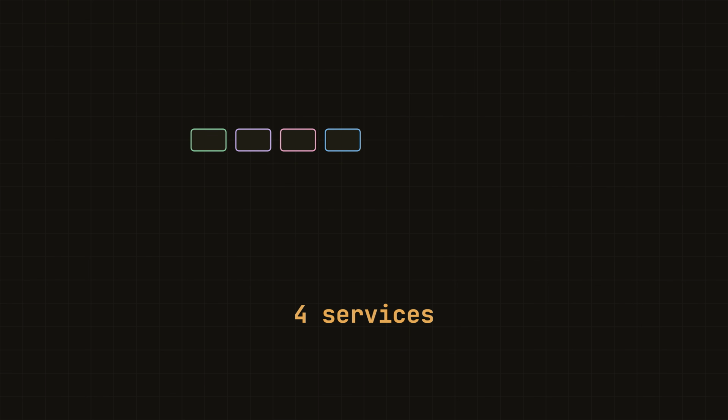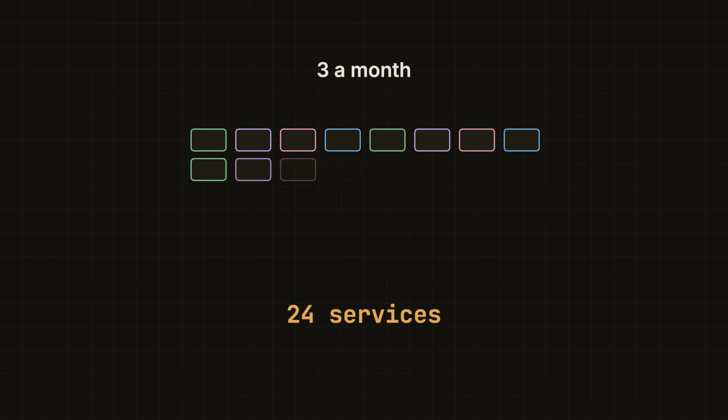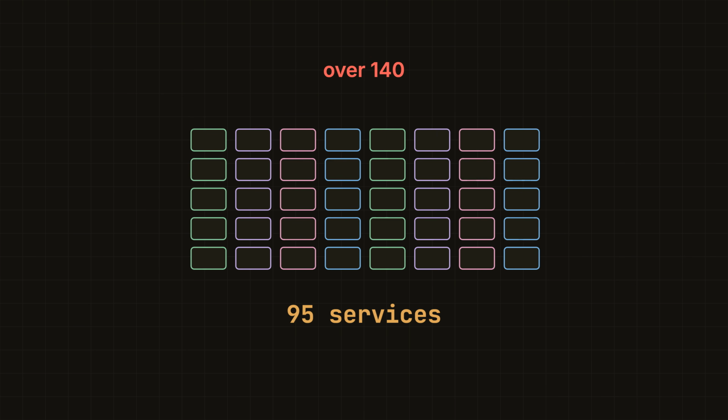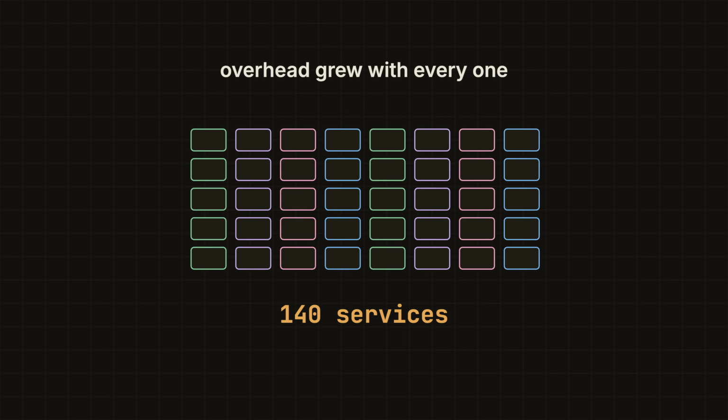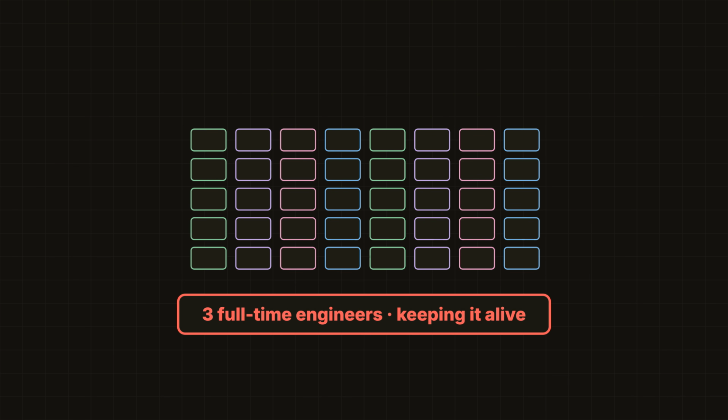They kept adding destinations, about 3 a month, and each one was a new service. So they ended up with over 140 of them. And more services meant more repositories, more queues, more deployment work, more scaling configuration, more operational surface for the same small team. And each copy of the shared libraries drifting off onto its own version as well. Their own write up says the overhead went up in a straight line with every destination they added. And by the end, they had 3 full time engineers spending most of their time just keeping the system alive.